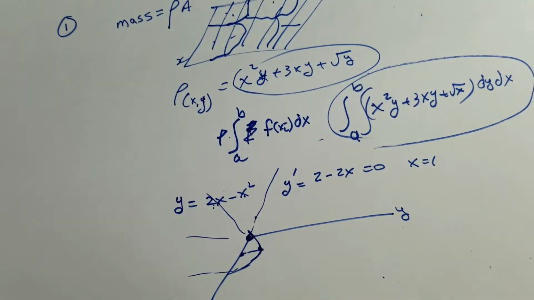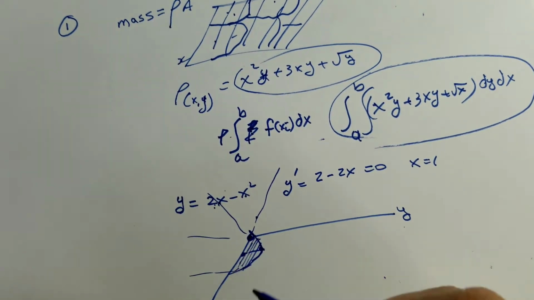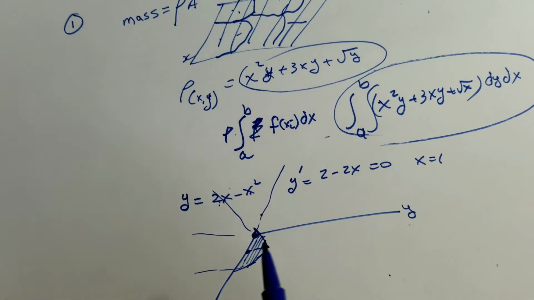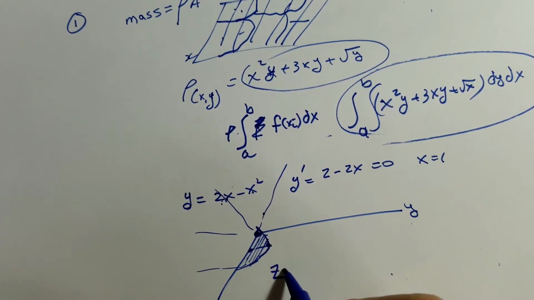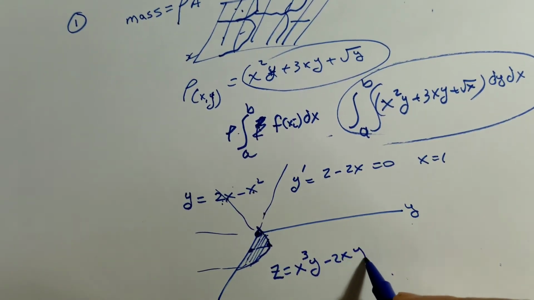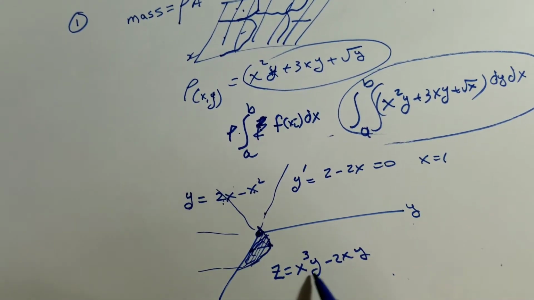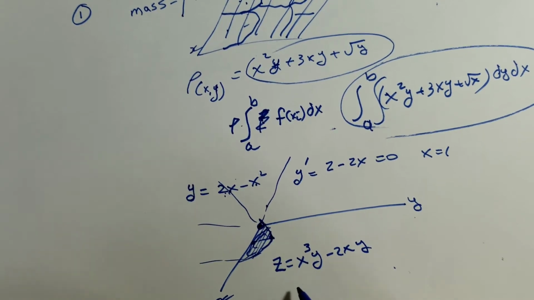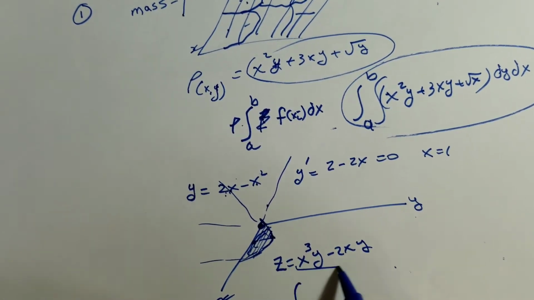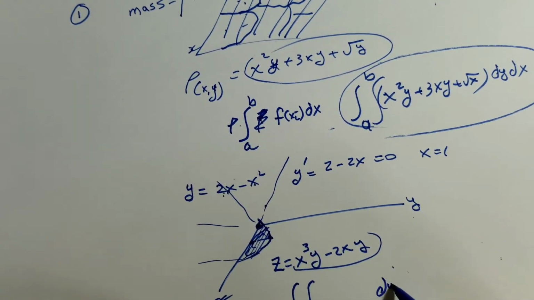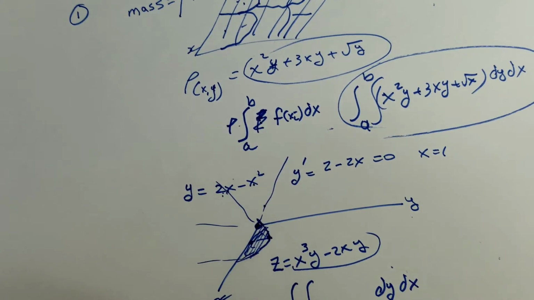And now my question is, what happens if I take that piece? And I said, I'm going to build a building over here. And the height of the building is x cubed y minus 2xy. And this is my height. And I want to find the volume of that surface. Therefore, when I find the volume, because the height is a function of x and y, I have no other option except to use the double integral.